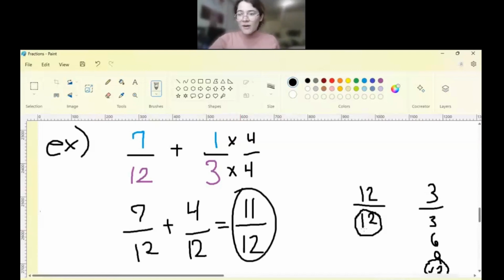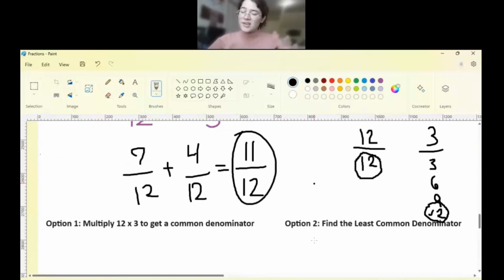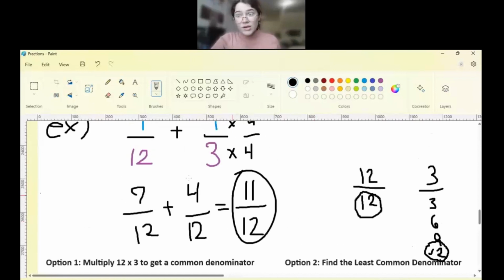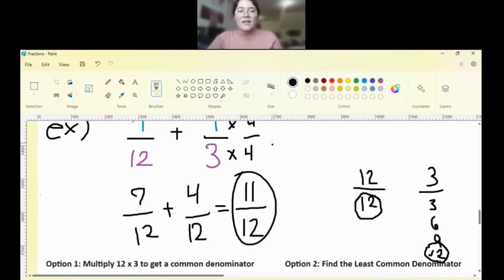So either way, you're still getting the right answer. It's just about how you want to do it, what you find easier. Sometimes it's easier to just multiply the two denominators together, get a really big number, and then simplify. Or sometimes it's easier to just find the least common denominator, especially with smaller numbers like 3 and 12. If you know 3 goes into 12, you know that you can just multiply that side by 4.